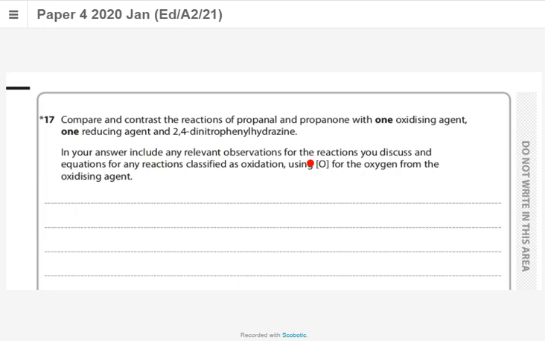Change in the orange color of potassium dichromate, from orange to green.